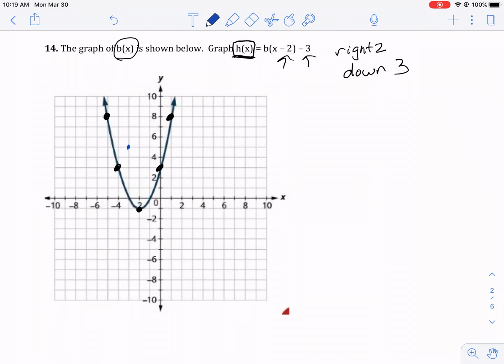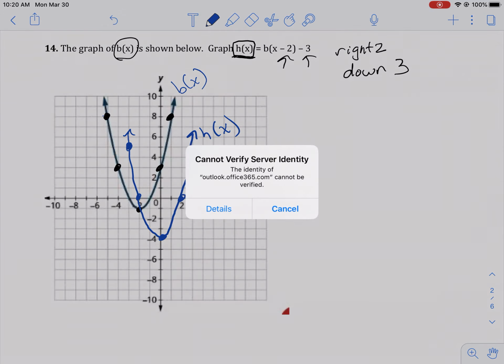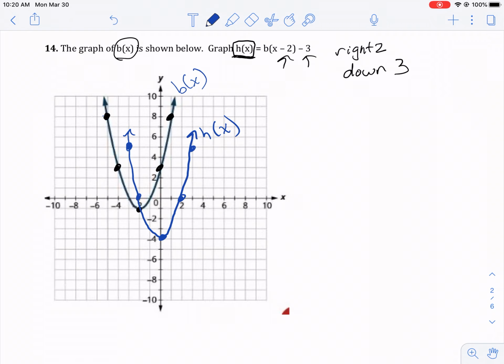Right 2, down 3, and then take the next point, right 2, down 3, right 2, down 3, right 2, down 3, right 2, down 3, and make yourself a new U. And with those 5 points, we will be more accurate. Don't go too far with your arrows, and make sure you label it. Anytime you have 2 graphs on a grid, you must label at least one of them. Otherwise, Regents will dock you. So I'll put the b of x there as well. We took their function b of x, shifted it, and gave it a new name called h of x.